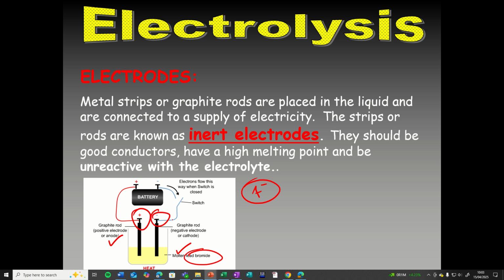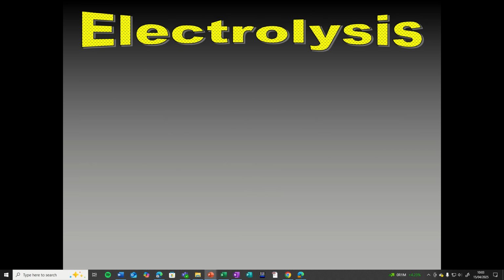Over here we've got the negative electrode, and the negative electrode is therefore called the cathode. Alright, and make sure whenever you are drawing them, if you are, that your positive terminal of the battery is actually linked to your anode.